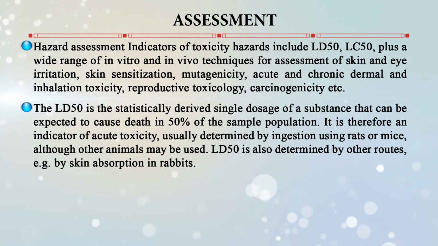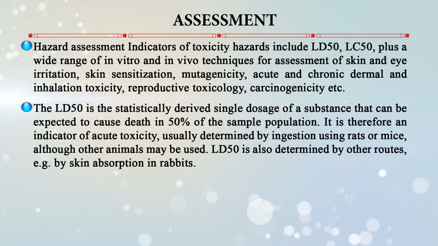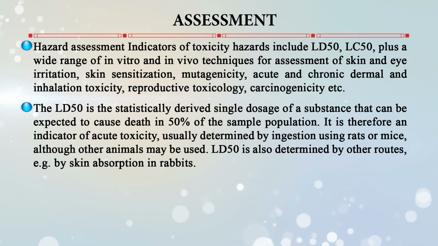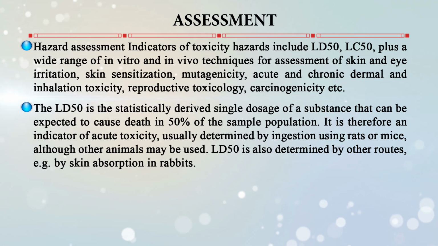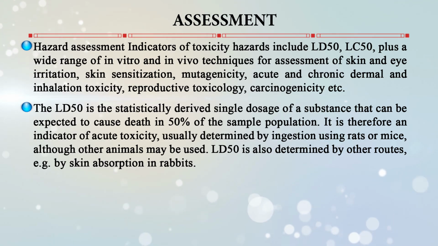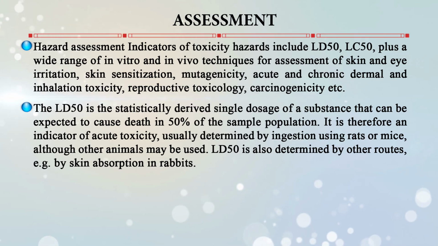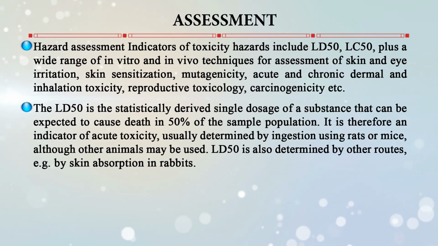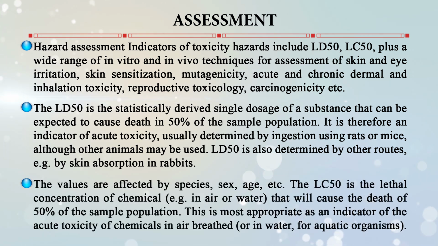So the LD50 is the statistically derived single dosage of a substance that can be expected to cause death in 50% of the sample population. It is therefore an indicator of acute toxicity. It is usually determined by ingestion using rats or mice, even though other animals may be used sometimes. LD50 is also determined by other routes, like skin absorption in rabbits. The values are affected by species, sex, age, like that.